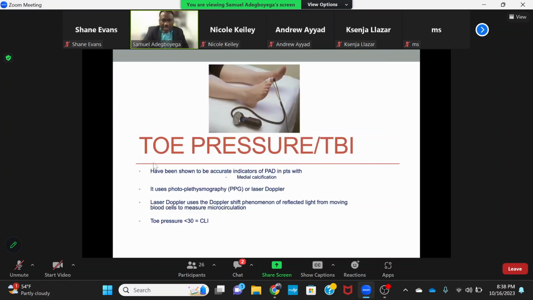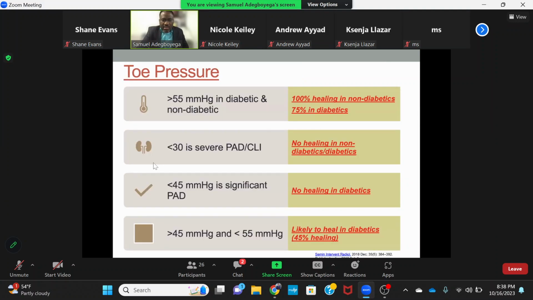On the exam, what would they ask you? Toe pressure. Please do me a favor. Take a picture of this. Toe pressure: any toe pressure above 55, okay, is good for healing. Okay. Any toe pressure below 30, all right, is your critical limb ischemia, severe PAD. And on the exam, that's what they will ask you. Toe pressure below 30 is what? Critical limb ischemia, PAD. You need more than 55 of toe pressure to get some good healing.